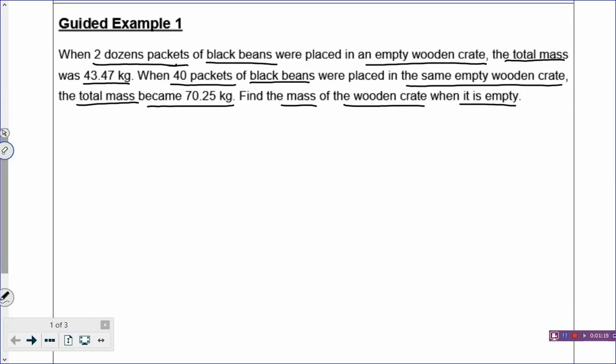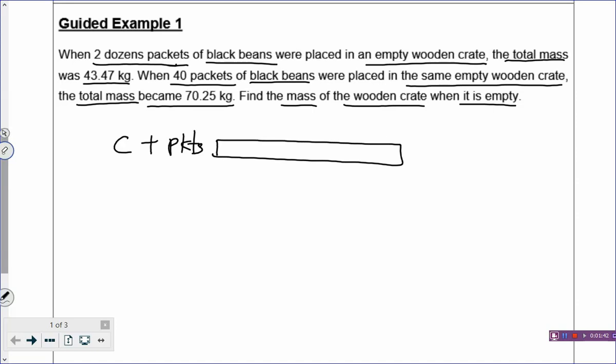Now, you can label the wooden crate. Let's call it C, C for crates. And for the packets of black beans, let's have a short form for packets. So the crates and the packets of black beans will share a model. You draw a rectangle which represents the mass of the wooden crates and the packets of beans that you're going to put inside.